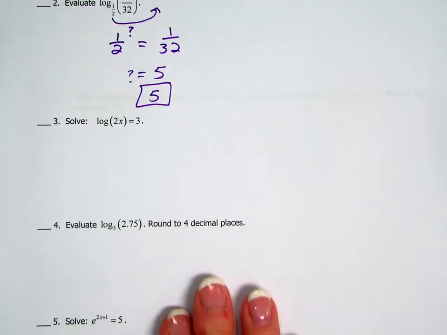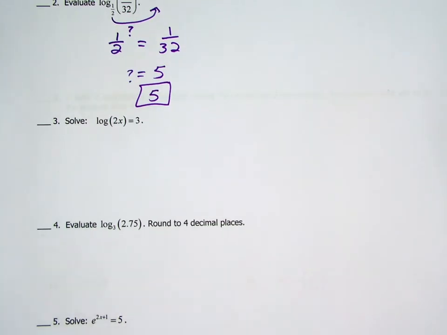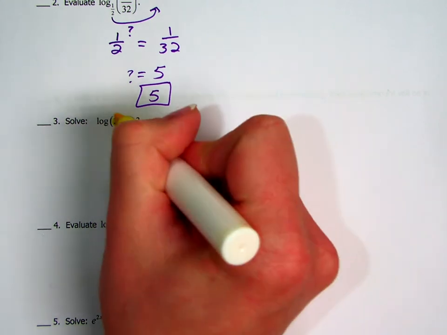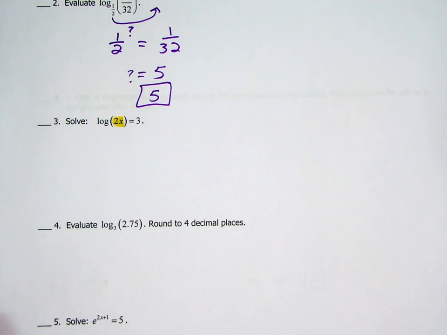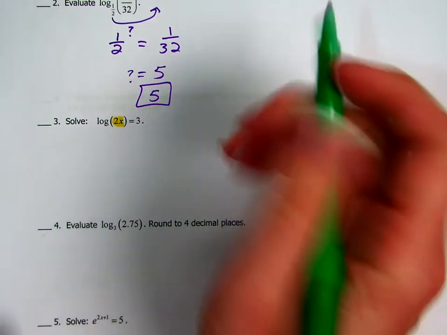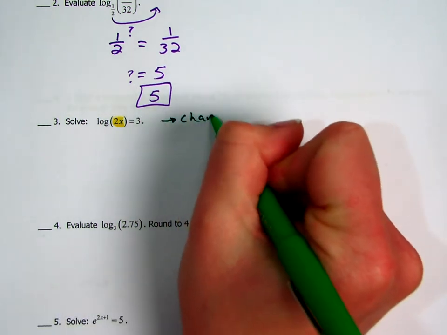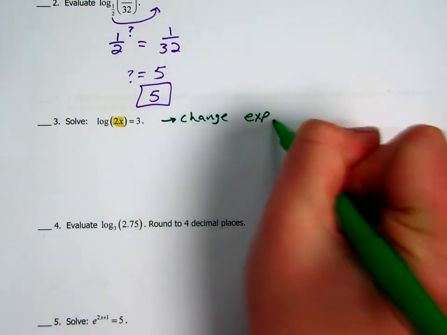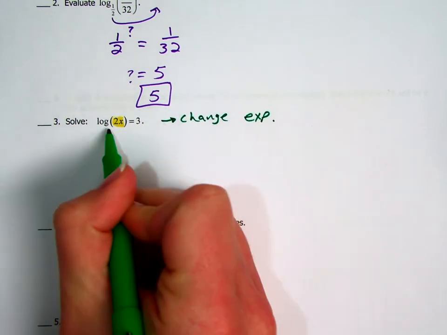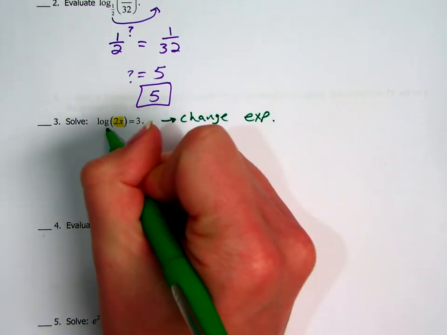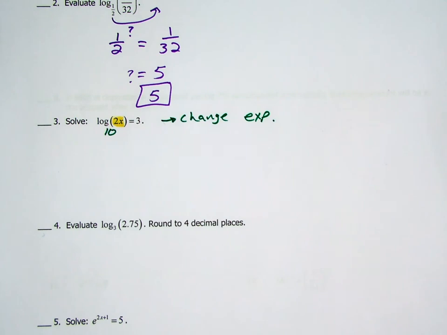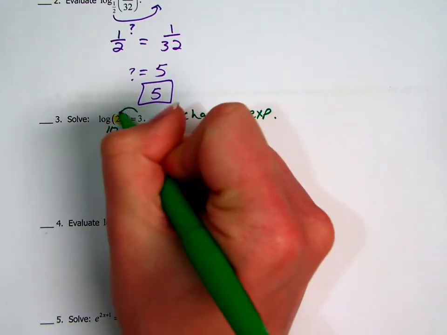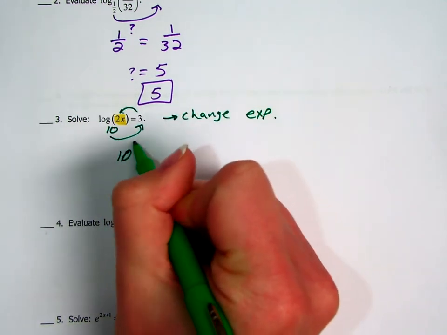Okay, so let's look at number 3. This one is asking us to solve. So if I'm going to find the value of x, the issue here is that x is inside the log and we have an equal sign here. Whenever we have x inside of a log, we need to get it out of the log in order to solve. In order to get it out of the log, remember you're going to have to change it to the other format, which in this case is exponential. So because there's no base written here, remember that that's the common base, which is 10. So this means 10 to the 3rd power equals 2x.